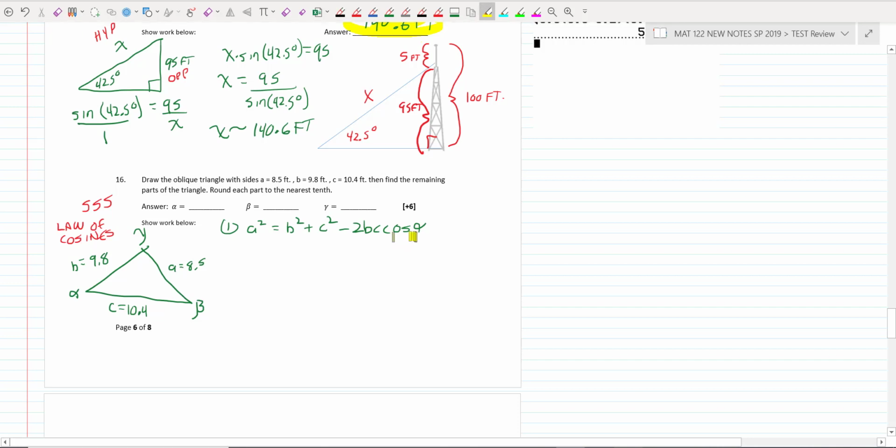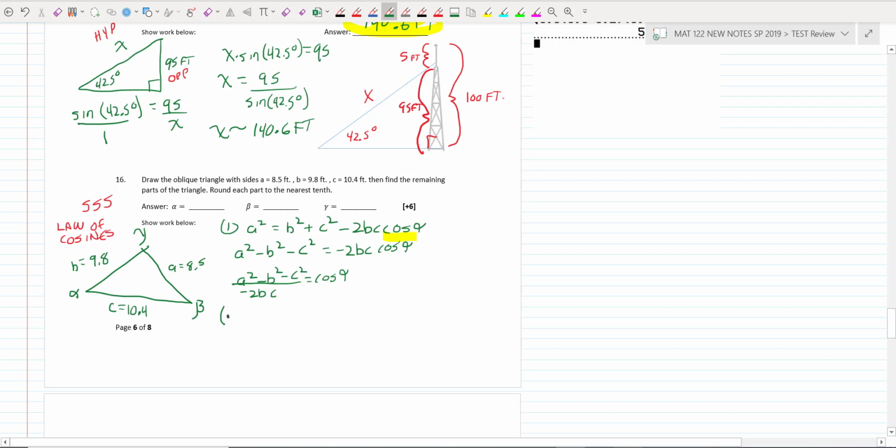So I'm just going to isolate the cosine by itself. I do A squared minus B squared minus C squared equals negative 2BC cosine alpha. Then I divide both sides by negative 2BC, so I get A squared minus B squared minus C squared over negative 2BC is equal to cosine of alpha. Okay, now I'm going to plug everything in.